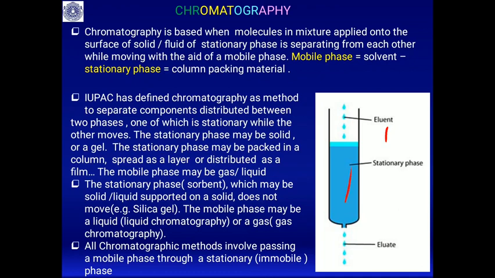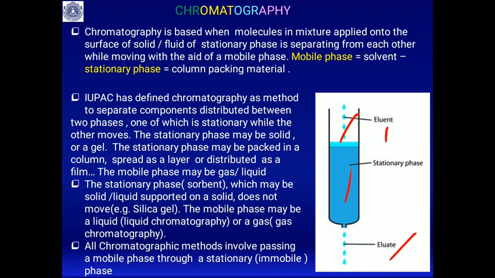Then there will be a stationary phase. So, it is the column here, this is column chromatography, where the column is packed with the material. It helps to elute the components of this mixture depending on their weight and mass and other properties, polar properties and so on.